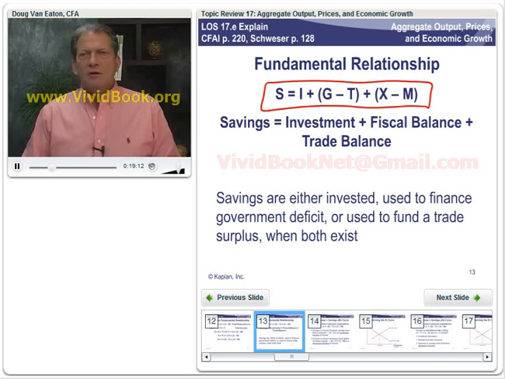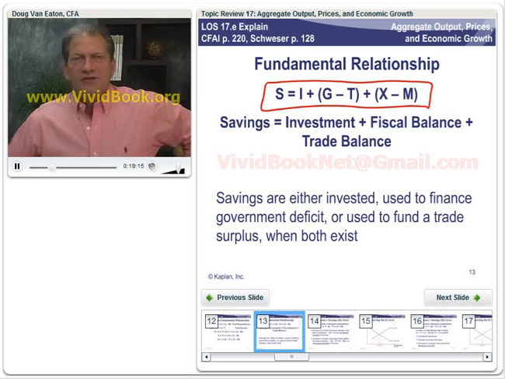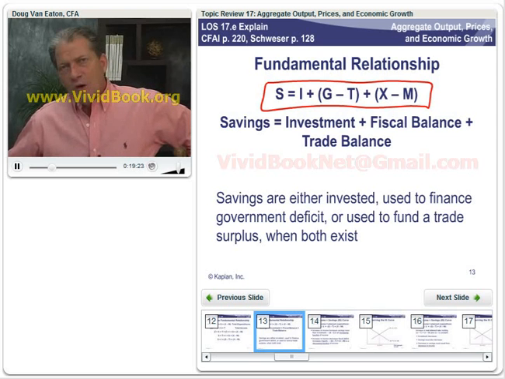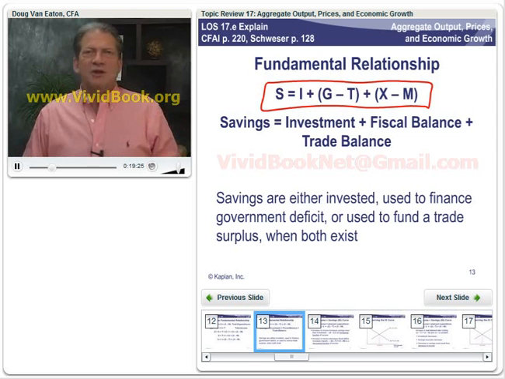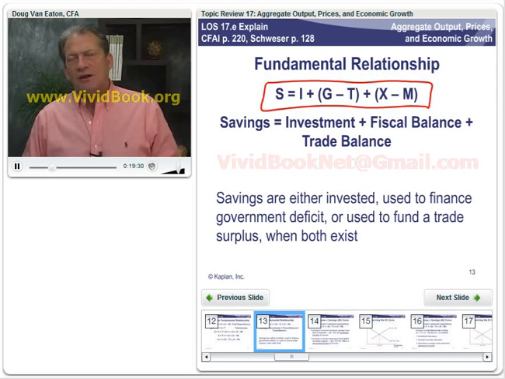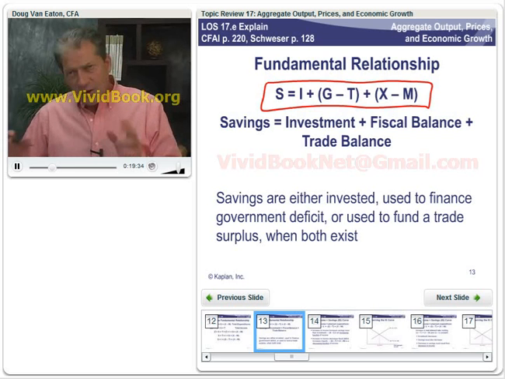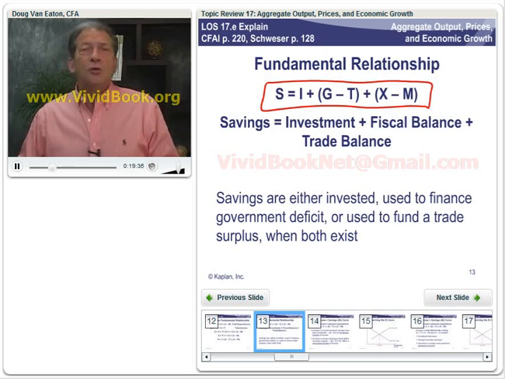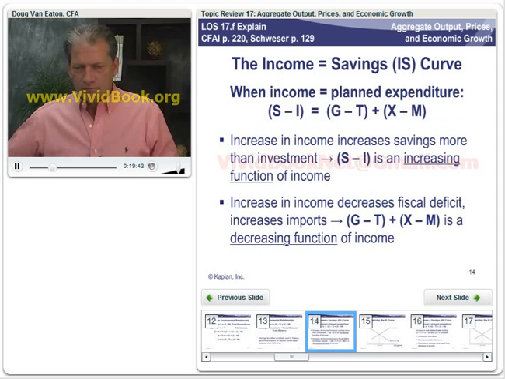Okay? So this slide basically says what I just said. They're either invested, used to finance government subsidy, or used to fund a trade surplus. Now, of course, G minus T could be negative, X minus M. If we have more imports than we have exports, we have a trade deficit, that could be negative as well. But I just word it this way to give you a little intuition and hopefully make this easier to remember.